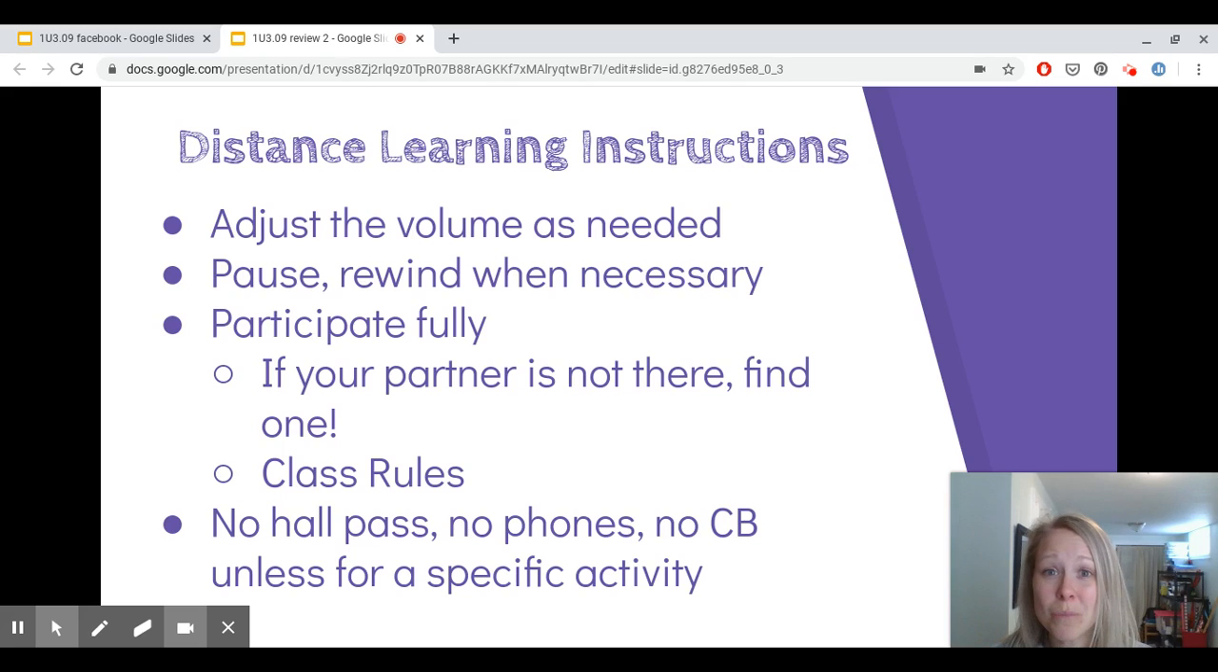Make sure that you adjust the volume as needed. You can also pause or rewind this video whenever that's necessary. Also, make sure you're participating fully. Today, we're going to be practicing speaking a lot, so it's going to be very imperative or important that you find a partner and you find a partner quickly. Make sure you're following our classroom rules. And just a general reminder, there are no hall passes, no phones, and no Chromebook unless it's for a specific activity.